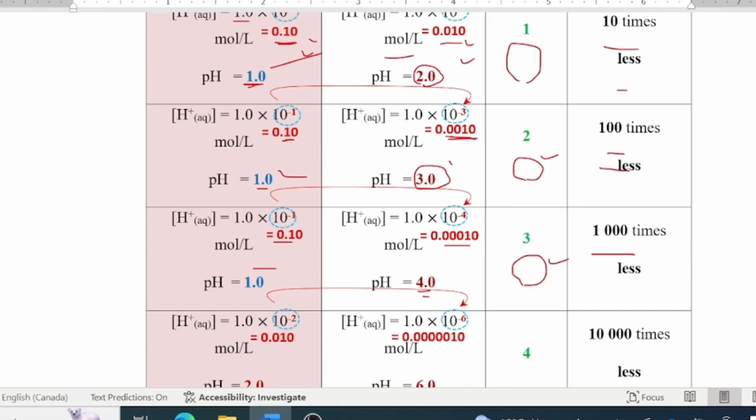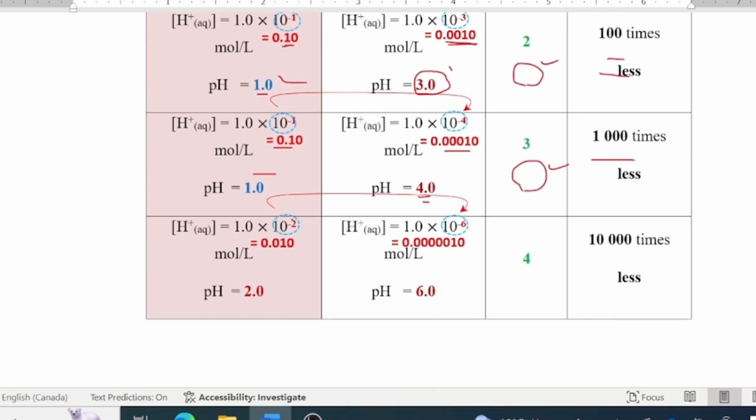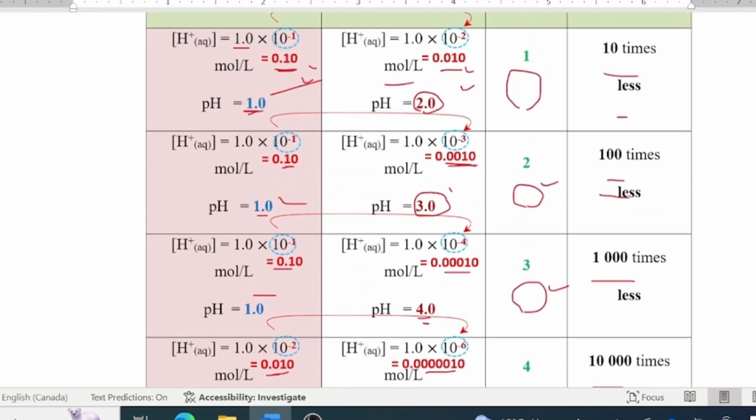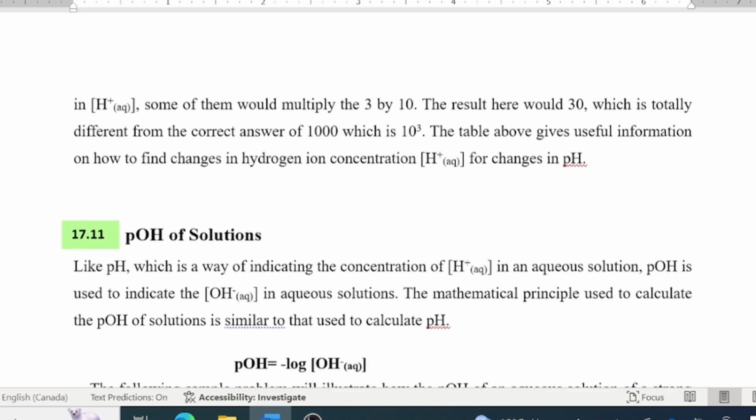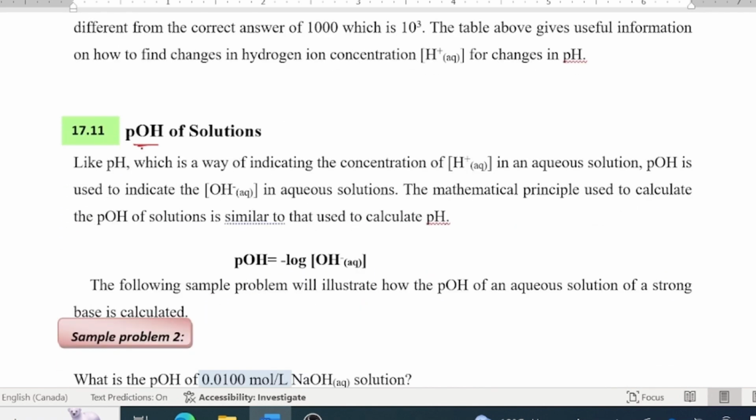You can do another one here. We don't necessarily have to start with 1. We start with this one here. See, it's a negative 2. And we go to negative 6. So you can see this one here is 10,000 times less than that one there. The pH was 2. The pH is 6 now. The change is 4. So note that. This is how pH changes when you dilute something. As you keep diluting an acid, its pH climbs, and you can know by how much it changes depending on how dilute it becomes. Now pOH of solutions, just like how you have pH, same thing.